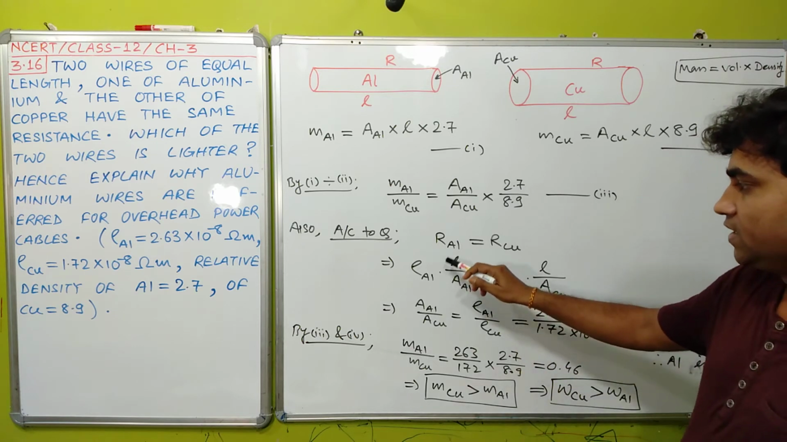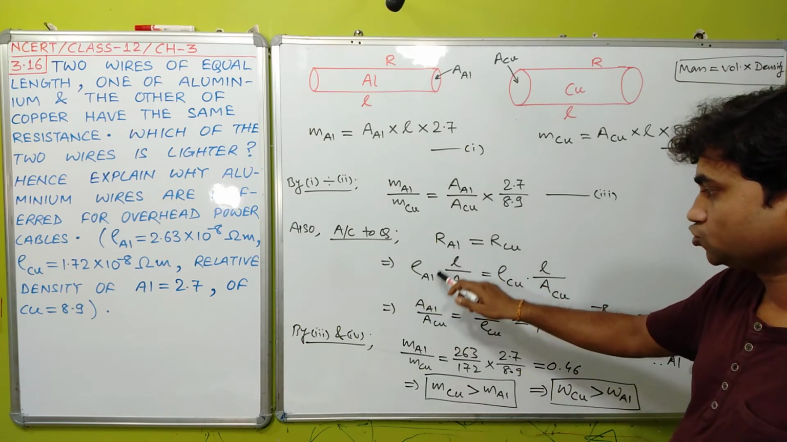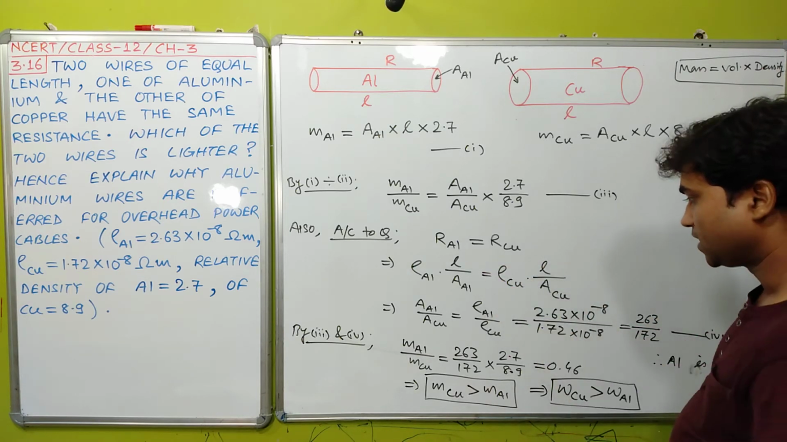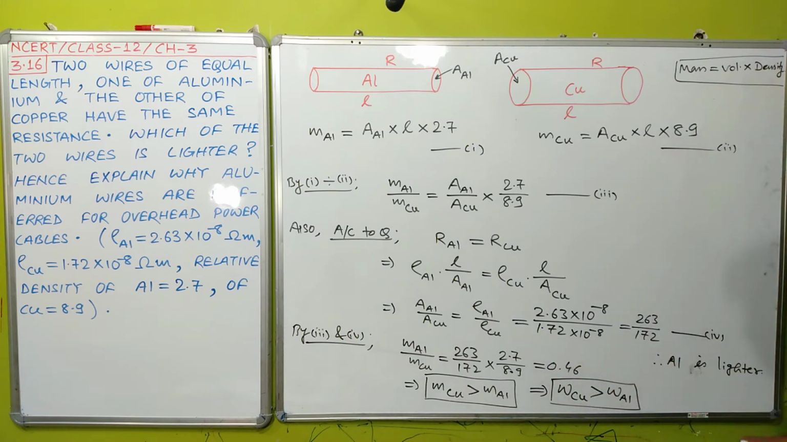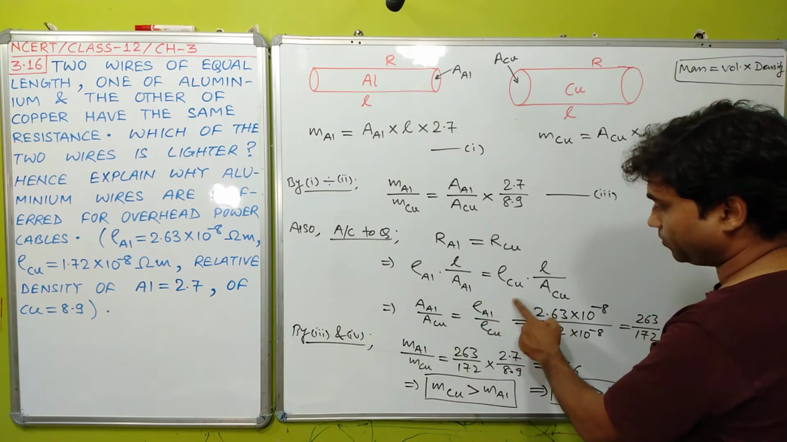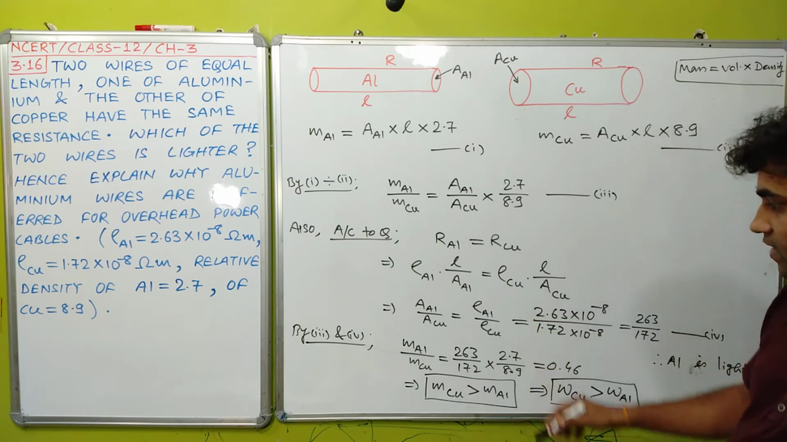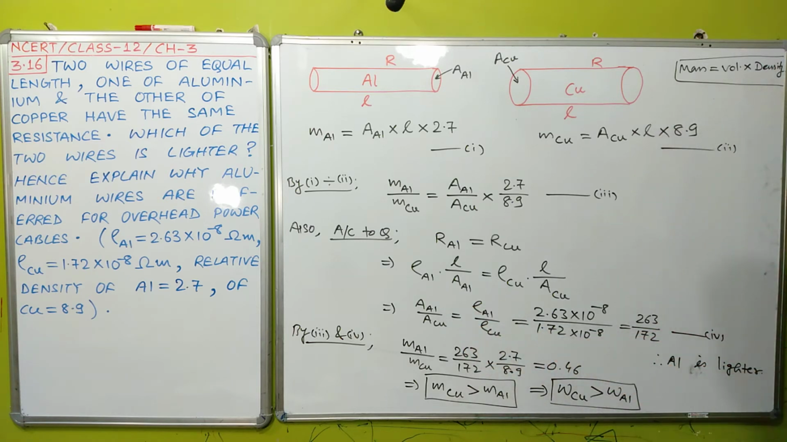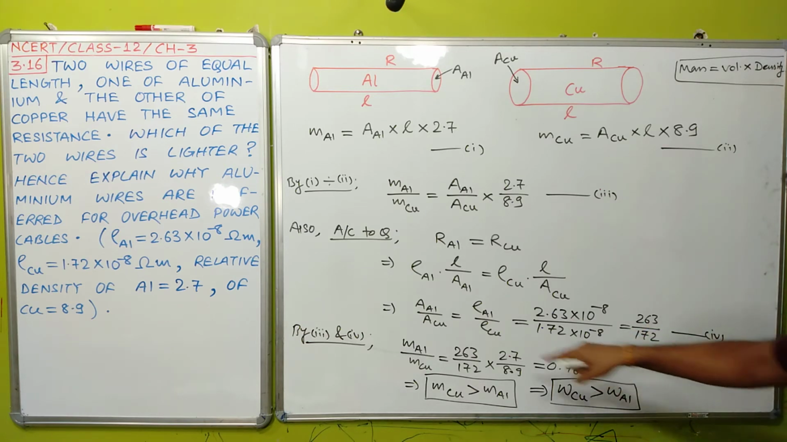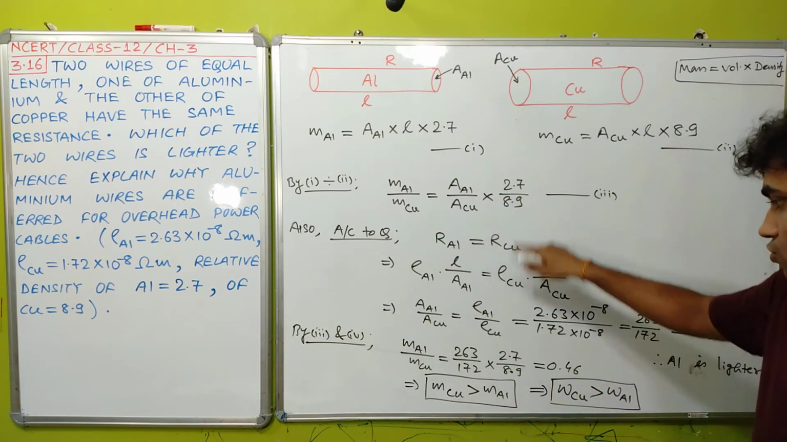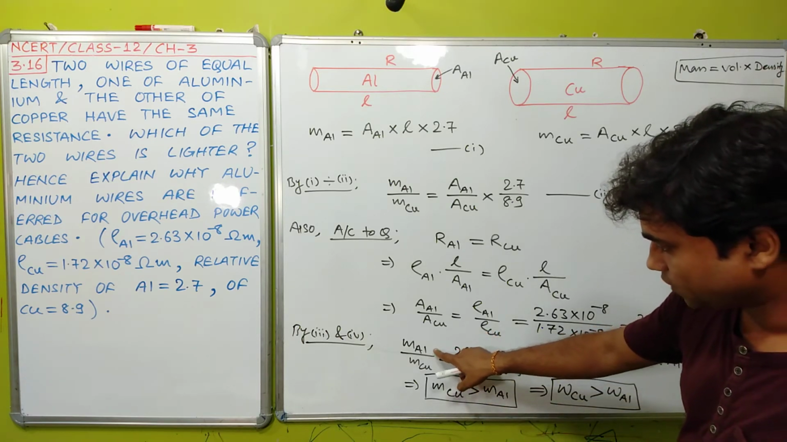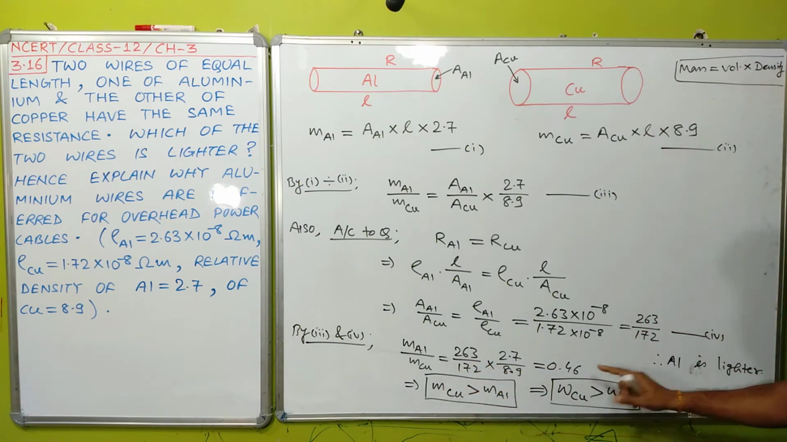From here we can write resistance of aluminium, R equals rho into L by A. Similarly for copper, and since the lengths are the same, this will be cancelled out. Since the values of resistivity of aluminium and copper have already been given in the question, from here we can find the ratio of area of cross section of aluminium and copper wire, which becomes 263 divided by 172. And after putting this value in equation 3, you can see very easily we have the result that the ratio of mass of aluminium and mass of copper is 0.46.